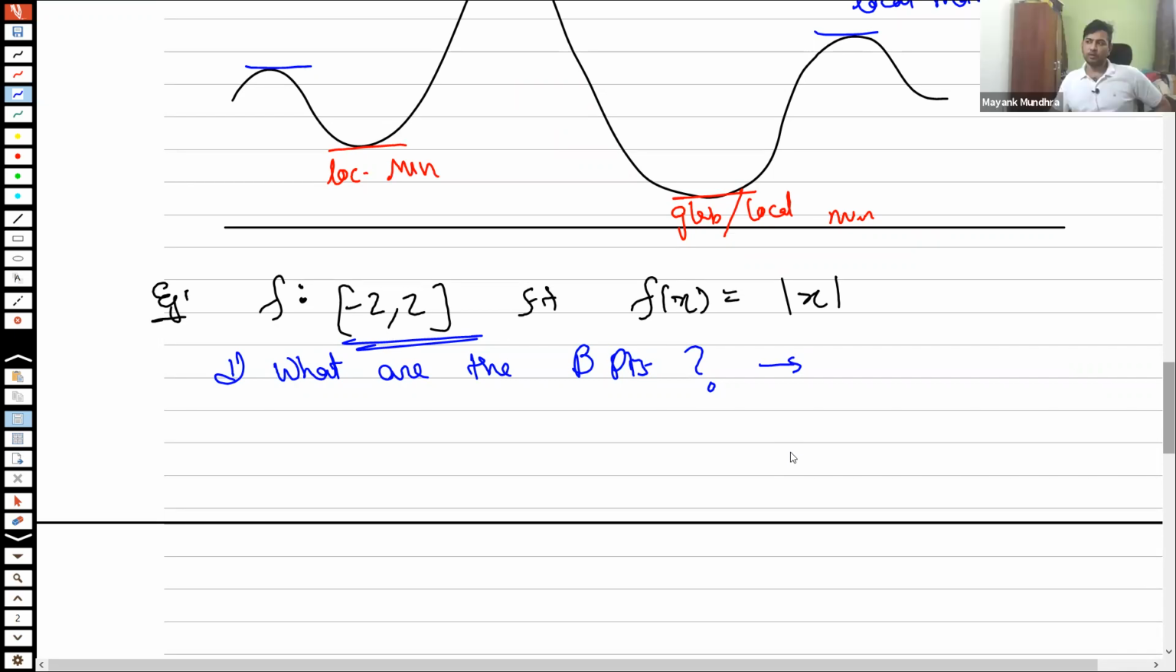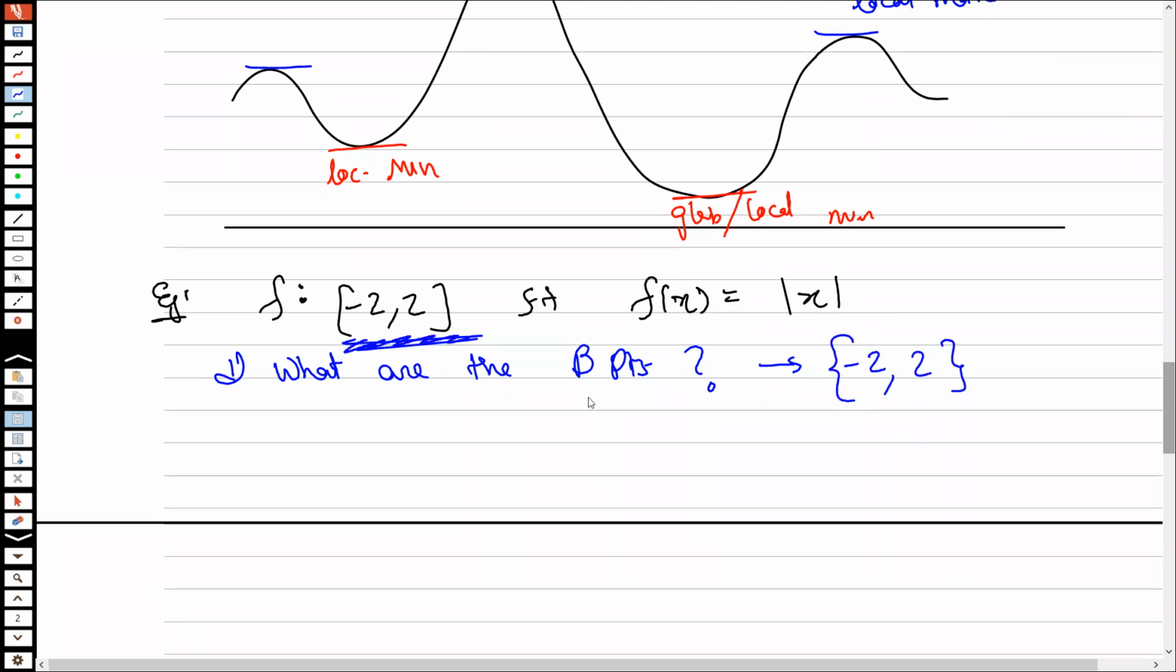Come on, it's not so difficult. What are the boundary points of the function? So -2 and 2. Wait, how do you write it? No, I'm only interested in x values. Okay, I'm not interested in y values. I'm only interested in x, only the domain. Okay, so -2 and 2 are the boundary points.